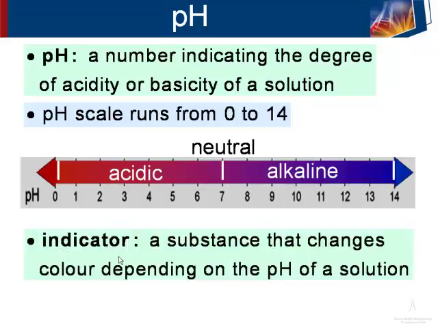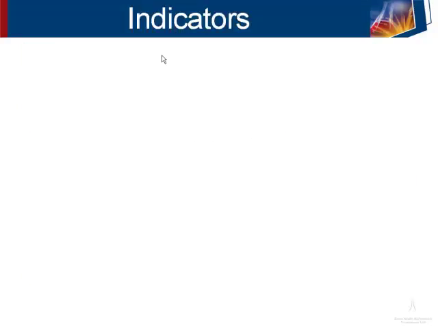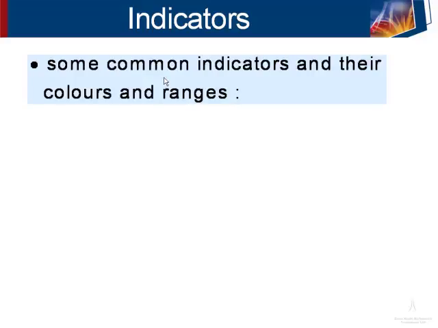Another means of determining whether a substance is acidic or basic is making use of an indicator. An indicator is a substance that changes color depending on the pH of the solution. So it gives a certain color when the substance is acidic, and a certain color when the substance is alkaline. There is a wide range of indicators, but we'll look at some common indicators, their colors, and the ranges in which the color change happens.